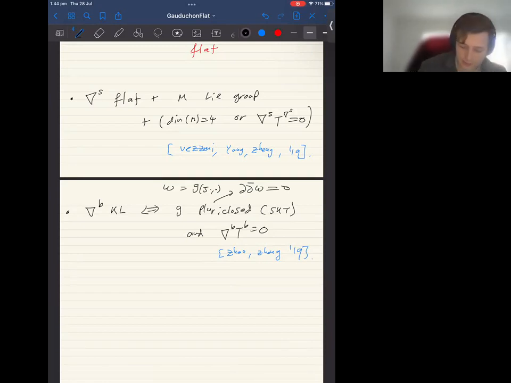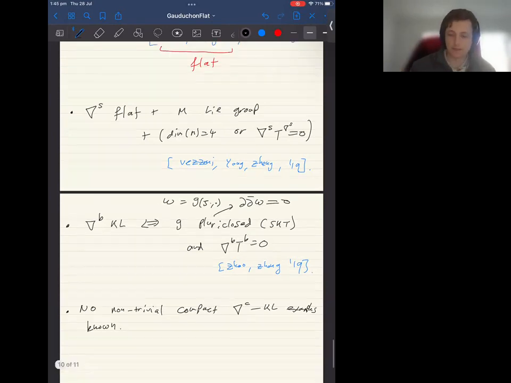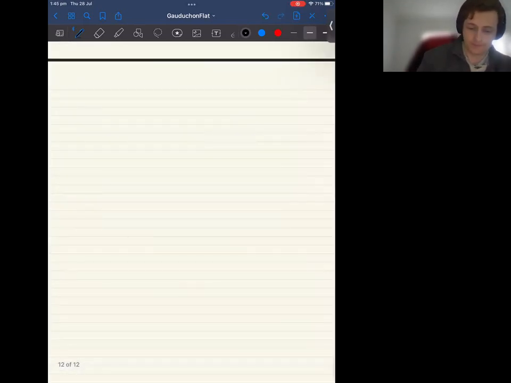So that's interesting. And then again, not really a result, but I'll mention that there's no non-trivial compact Chern Kähler-like examples known. There are some non-compact ones known, but the compact case is open. It would be interesting to find some examples in that case. I guess I should state my main theorem now.